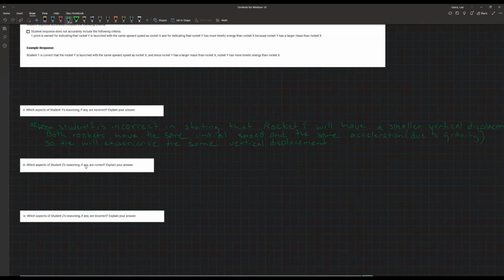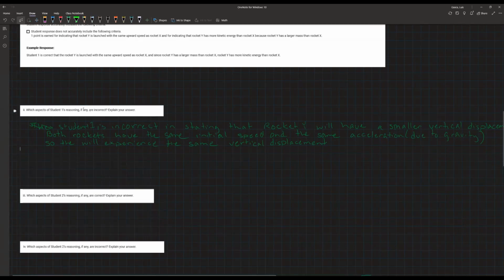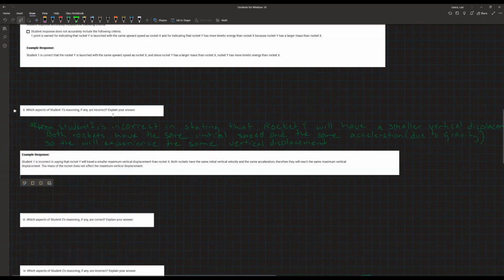The way the College Board puts it, and let me go ahead and push this down and go ahead and paste their answer. Student 1 is incorrect in saying that rocket Y will travel a smaller vertical displacement than rocket X. Both rockets have the same initial velocity and same acceleration, therefore they will reach the same maximum vertical displacement. The mass of the rocket does not affect the vertical displacement.